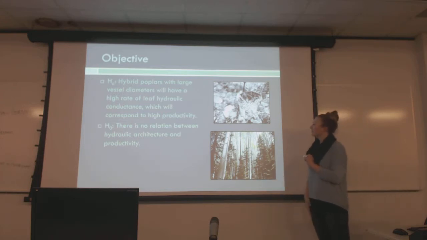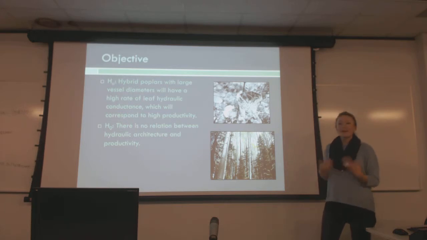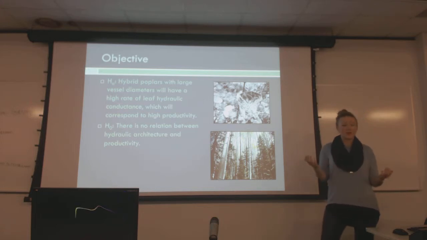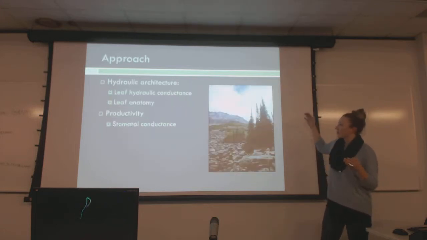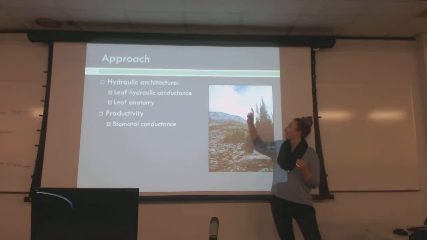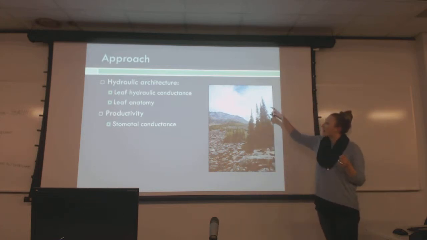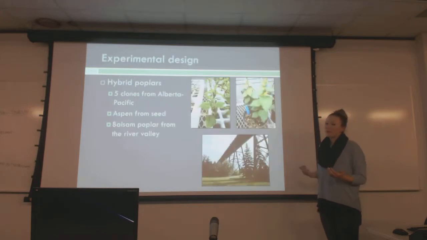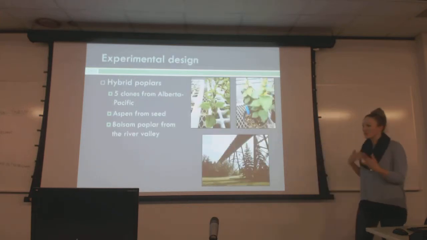The null hypothesis is that there's no relationship between hydraulic architecture and productivity, but I think that there might be one. Hybrid poplars with large vessel diameters and a high rate of leaf hydraulic conductance, or essentially efficient hydraulic architecture, will have a high productivity rate. Again, hydraulic architecture combines conductance and anatomy, so I'm looking at leaf hydraulic conductance and leaf anatomy. As a proxy of productivity, I'm going to measure stomatal conductance as well, to understand how my clones are growing in the greenhouse.